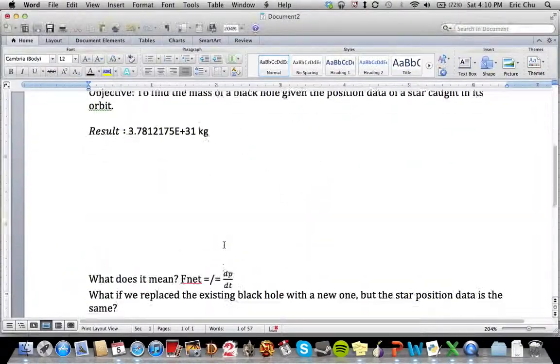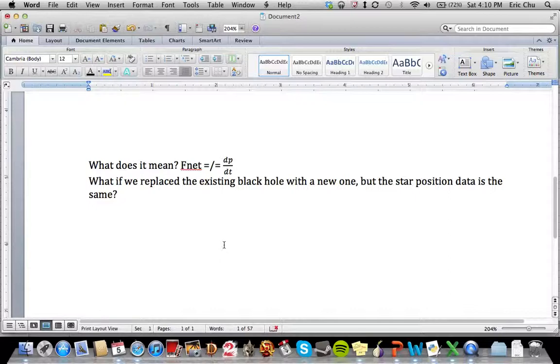Alright, so what does this mean? dp/dt is not always going to be equal to Fnet here, because dp/dt is the change in momentum of the star, and Fnet is the gravitational force on the star by the black hole. And again, these 2 aren't equal to each other because there could be other forces acting on the star that would augment its position data that we might or might not be able to calculate.